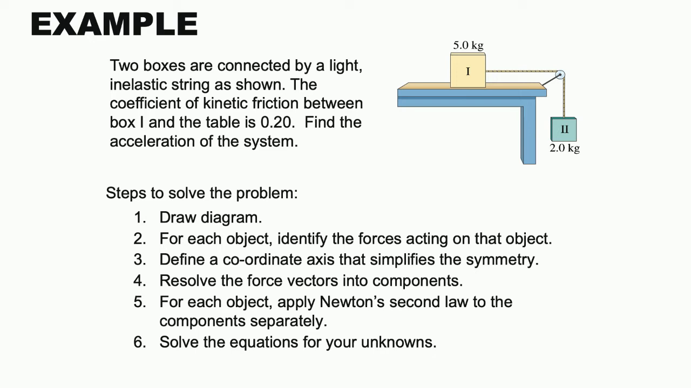So we have two boxes. They're connected to a lightweight inelastic string as shown, and we've been given the kinetic friction coefficient as 0.2. So we're going to find the acceleration of the system. We don't even need to worry about the static setup because it's already in motion, or it will be. We're not going to consider the pulley just yet, but we will in week 4. So object 1 has 5 kilograms, and object 2 is 2 kilograms.